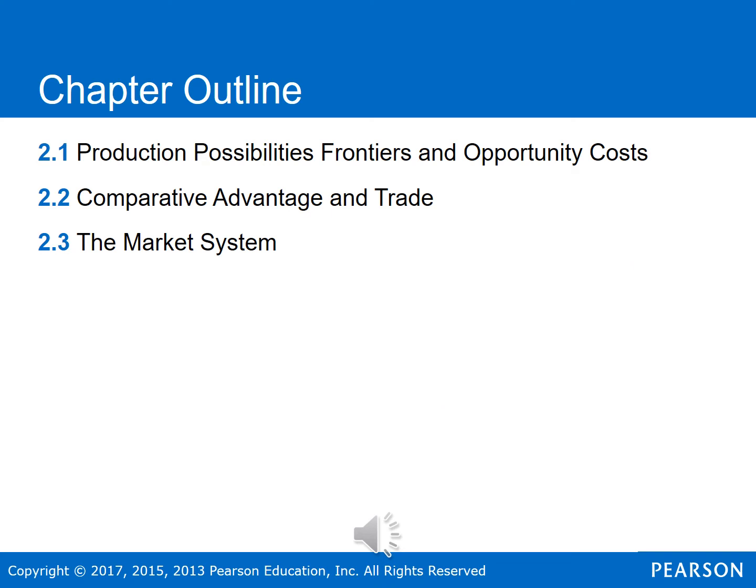So here's a basic outline of the second chapter. The first section, we'll talk about production possibility frontiers and opportunity costs. That's what we're going to cover in this lecture. In the second section, we'll cover comparative advantage and trade across borders, like international trade. And the last section is the market system in general. A lot of this stuff we've already covered, but we'll cover a few more things that the book thought is important.